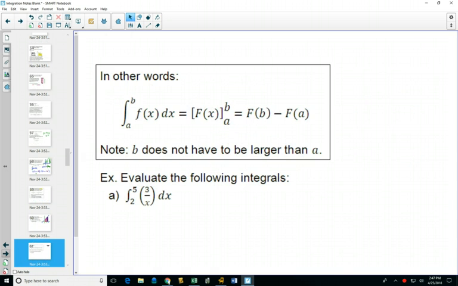So in other words, we figure out our integral, set up our values, and then subtract. Those don't look like words to me. In other words, in other symbols. Yeah, it's in other symbols.